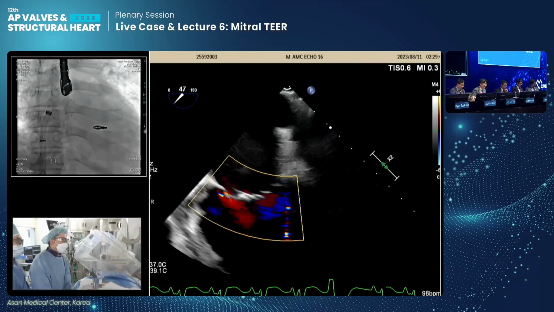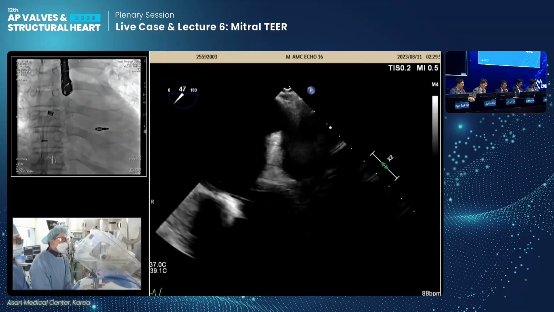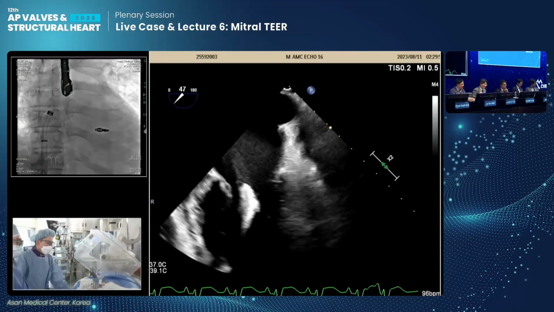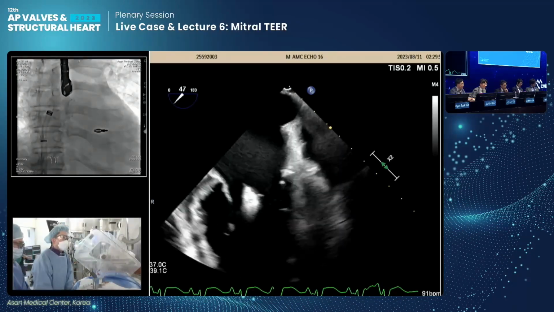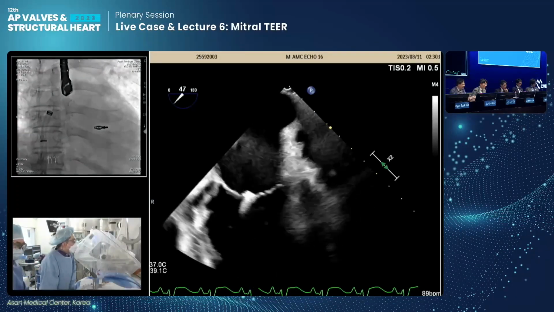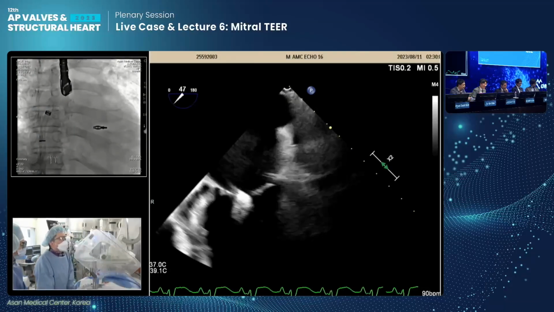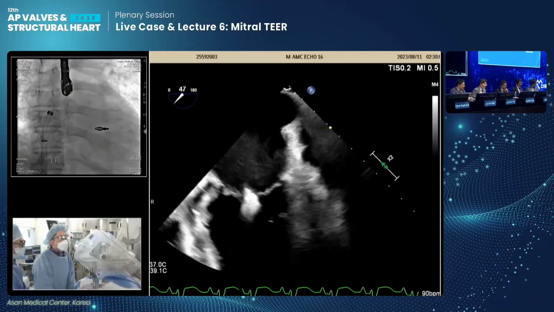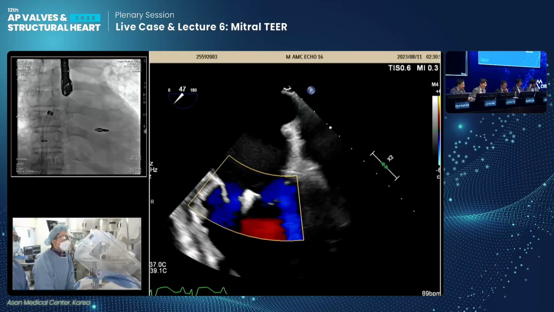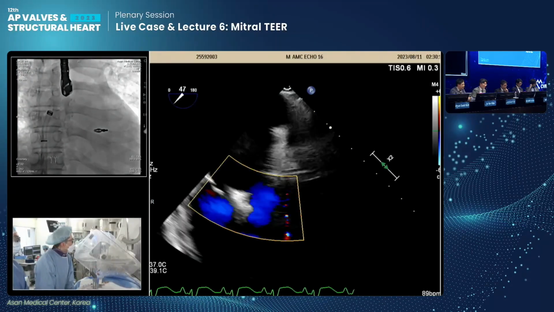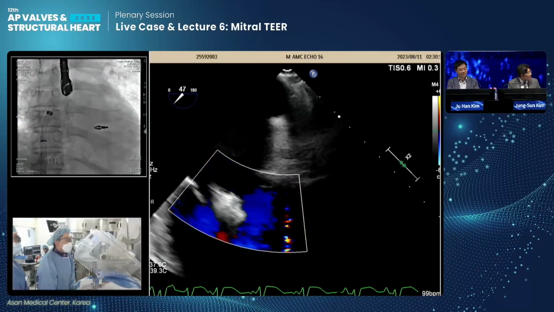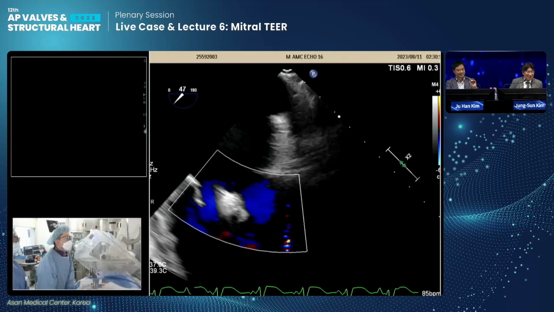Probably this is the last chance. For functional MR, there's always some confusion about where to stop and where to go. In the subgroup analysis of the trial, the decreasing MR degree was the most important prognostic factor. We can put on another. Dr. Kang, the medial side is prominent then.